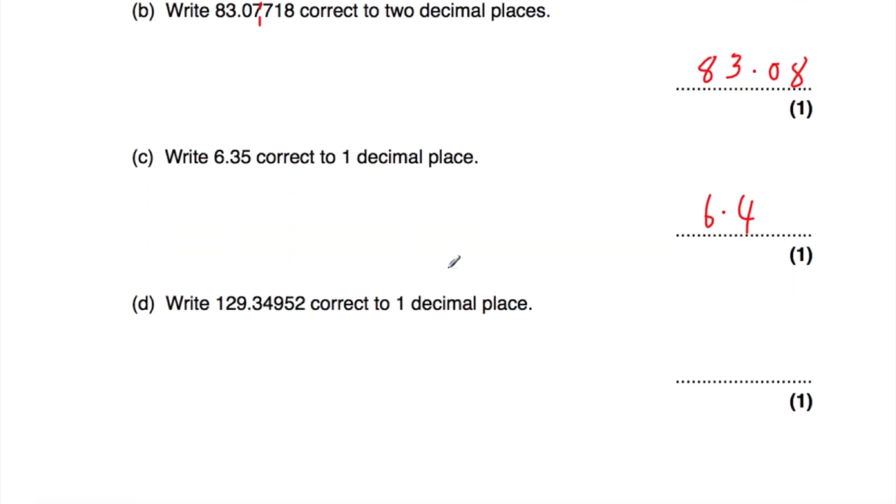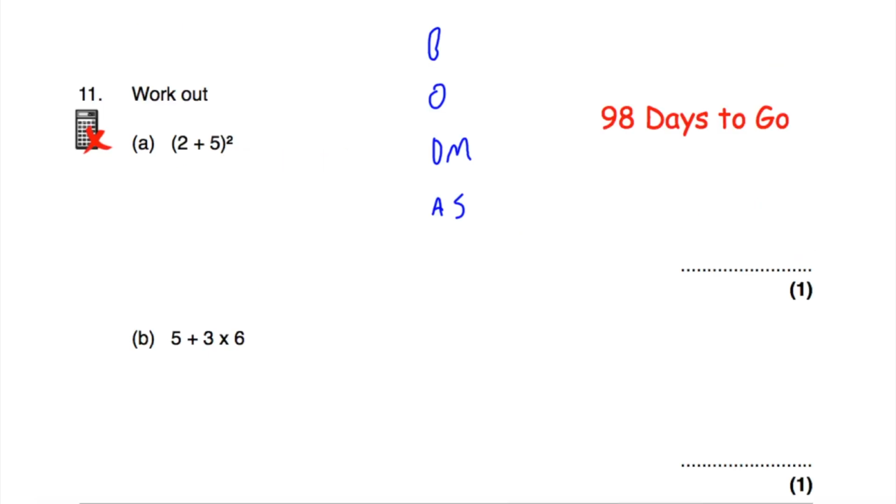And then finally, we've been asked to round 129.34952 to 1 decimal place. So again, we can consider the second decimal place, which is a 4. So we're not going to round up. So it's going to be 129.3. And that's it. Okay, let's look at our next question.